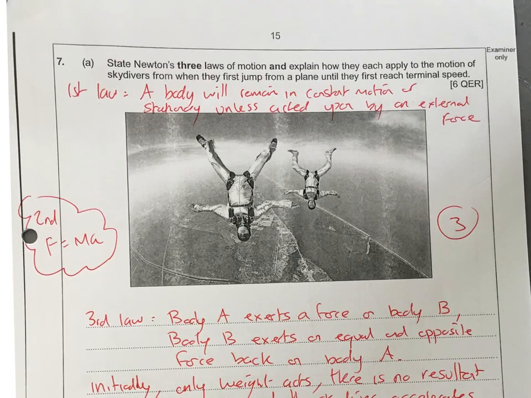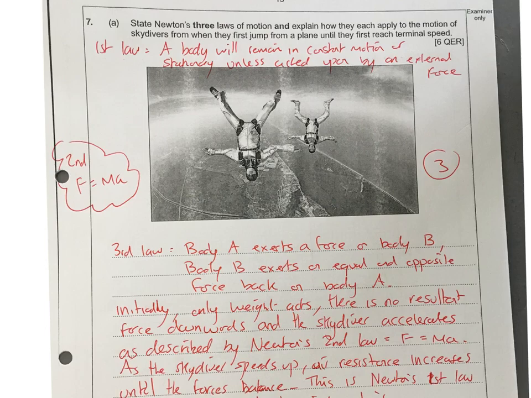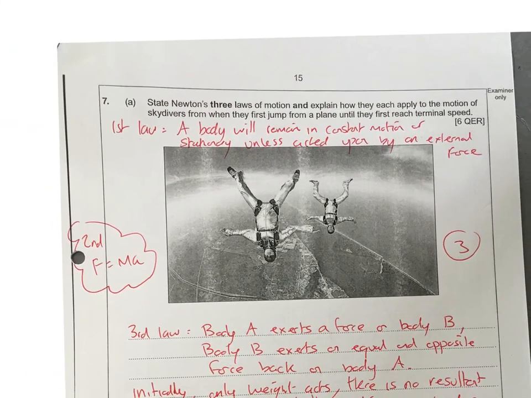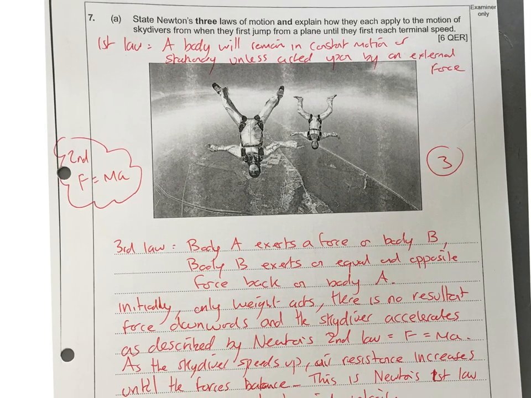Question 7 then, a 6 marker on Newton's laws. You can see there's a fair bit going on here, so I'll just try and briefly go through my thinking. So it states, for 6 marks, state Newton's 3 laws, and then how they apply to the skydiver. Well, first thing I've done is just named the laws, so I'm not going to go through that because we should know these off by heart by now. And if you need to learn them, you need to learn them.